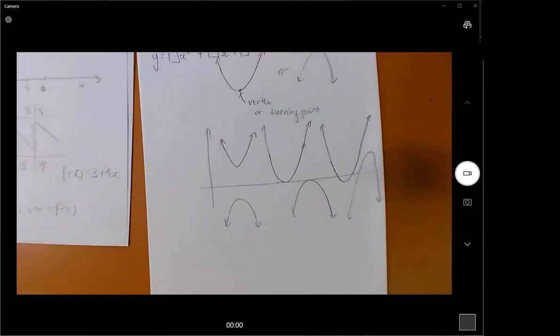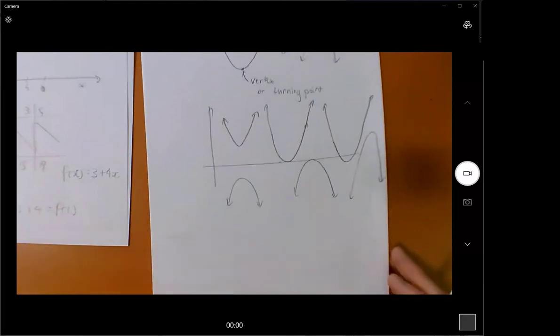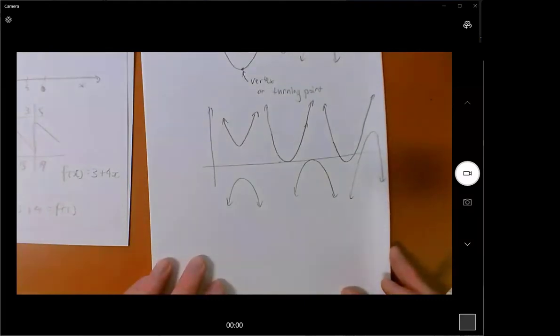How do people feel about quadratics? Like in the room and on the Zoom. Cool. I'm talking about this because I had a request. So at the end of quadratics, I'm going to stop and ask you for requests for things to talk about.